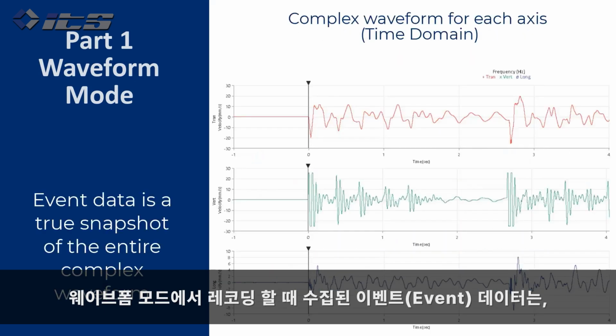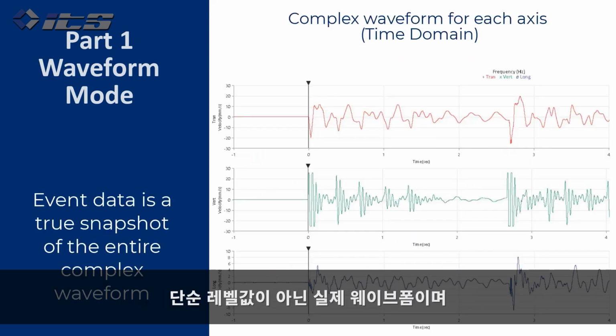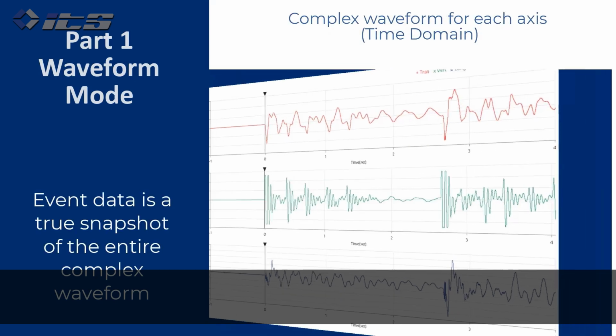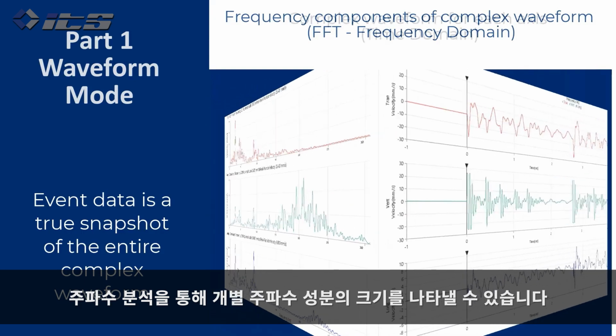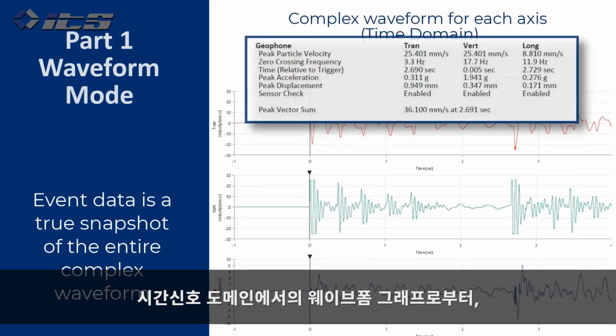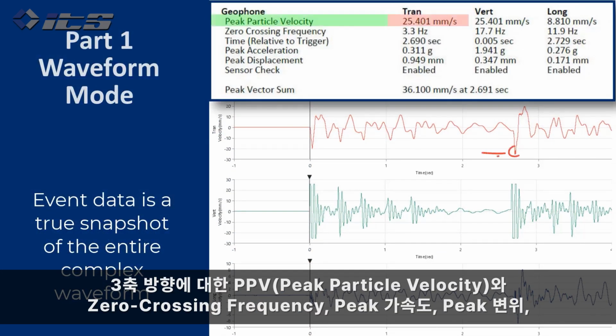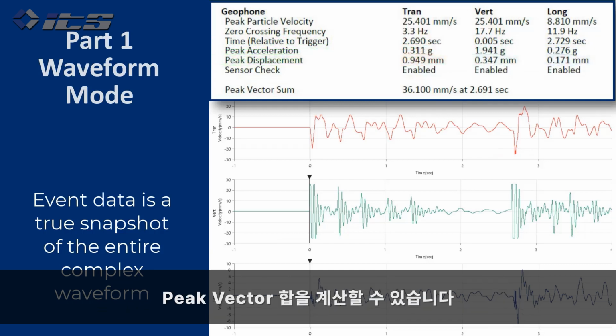It is important to note that when recording in waveform mode, the collected event data is a true snapshot of the entire complex waveform. This means you can perform a fast Fourier transform on the waveform to reveal its individual frequency components. From the time domain waveform graphs, we can see the peak particle velocity for each of the transverse, vertical, and longitudinal axes, the associated zero crossing frequency when it occurred relative to the trigger, the peak acceleration, the peak displacement, and the peak vector sum.